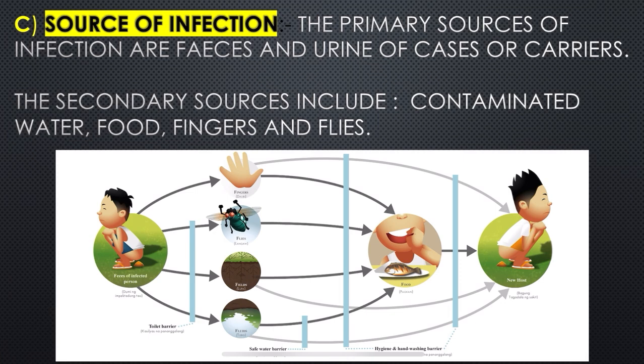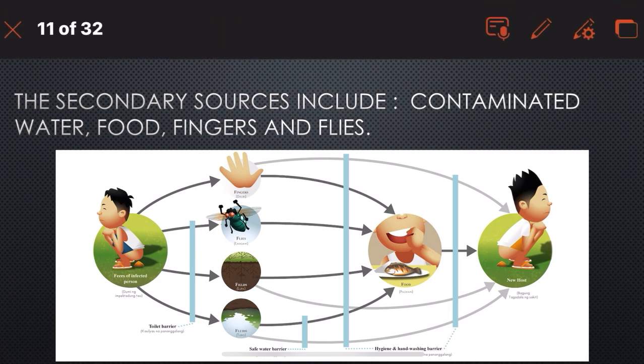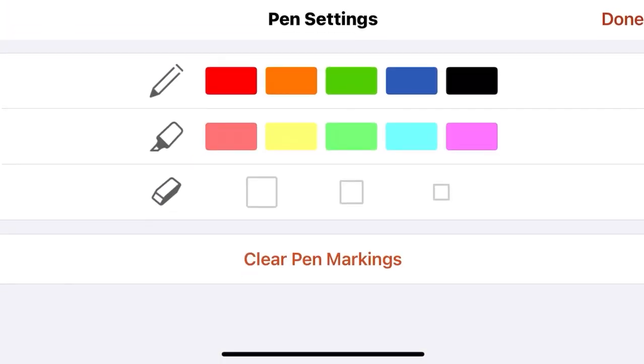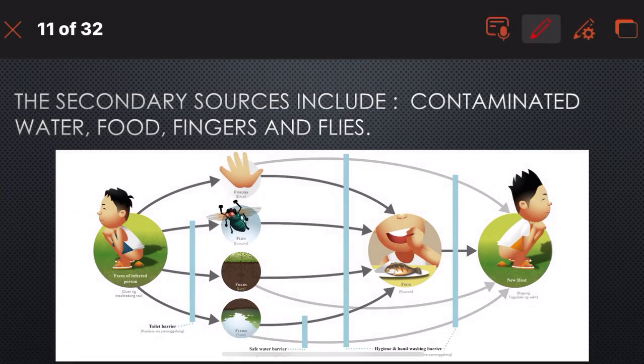Food, fluid, you can remember it as fluid or water. Food, fluid, fingers, flies, feces. These are the 5 F's you can remember. So this is the feces.